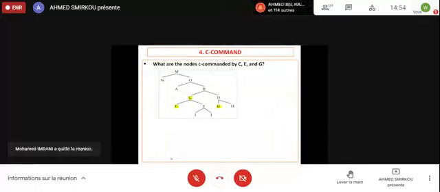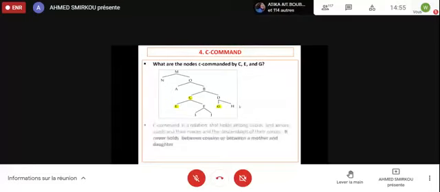The nodes s-commanded by C are, first, its sister D and all the daughters of its sister, G and H. The nodes s-commanded by E are, first, its sister F and then the daughters of its sister, I and J. The nodes s-commanded by J are none, because it has only a sister, and its sister has no daughters.